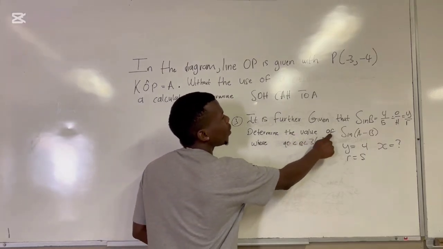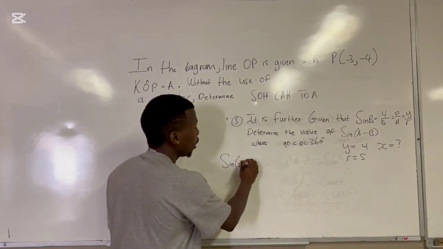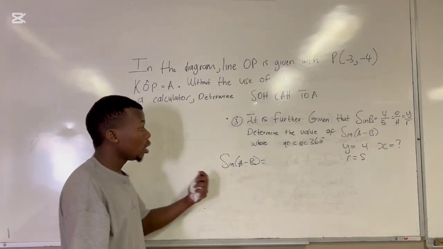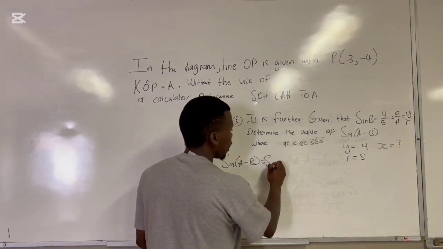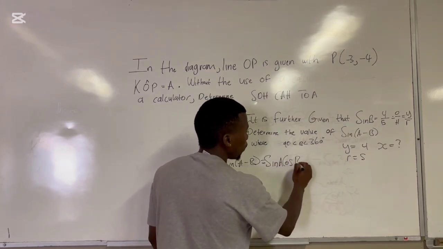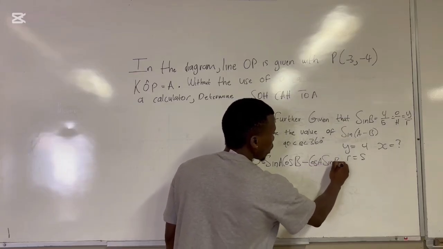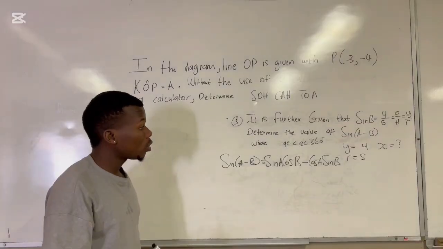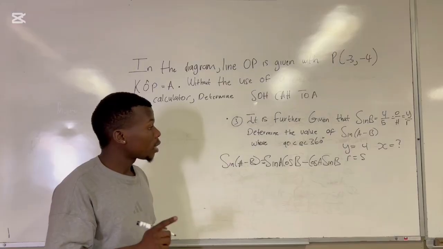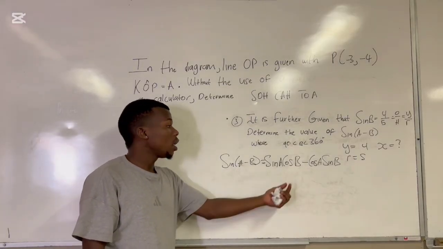Now, let's carry on. We need to determine the value of sine of A minus B. Remember, sine of A minus B, according to the compound angles, will always be equal to sine of A multiplied by cos of beta minus cos of A multiplied by sine of B. Remember, we said we are going to have sine, cos, sine. Sine doesn't change the sign. If it is negative here, here it is negative. If it is positive here, here it is positive.